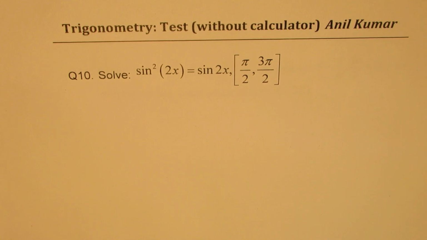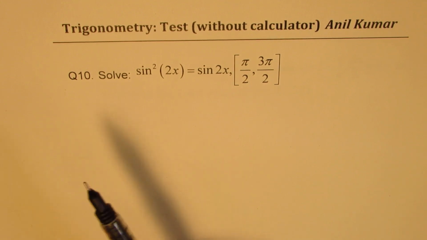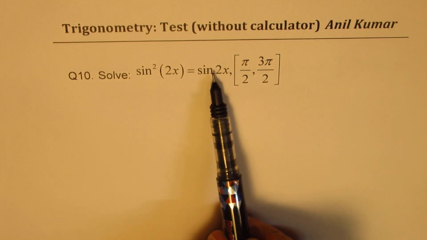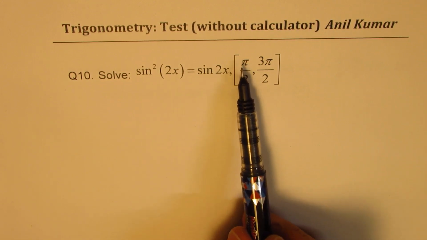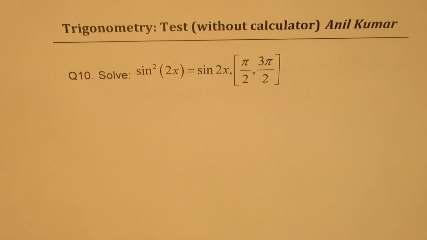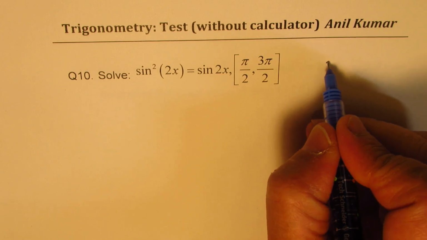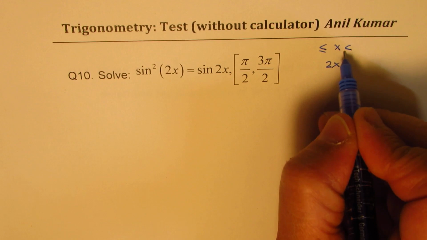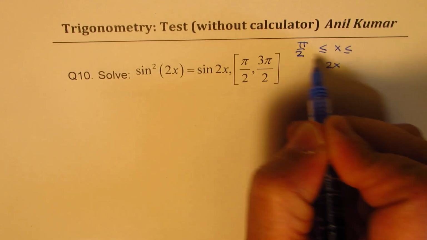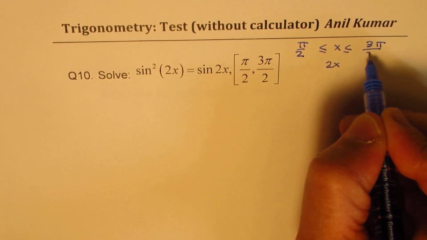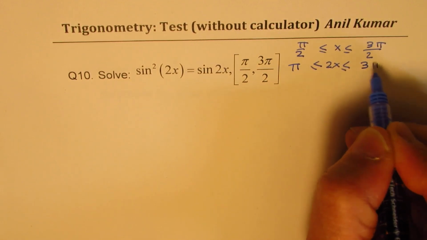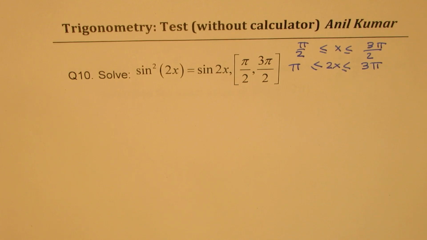We have question number 10 here now. Question number 10 is sine square 2x equals to sine 2x. Now we have to work in the domain pi by 2 to 3 pi by 2, right? So let's see this domain here. We have 2x. Okay, so we are given x in between pi by 2 and 3 pi by 2. So 2x will be multiplied by 2. We get pi to 3 pi. Correct? That is what our domain is.